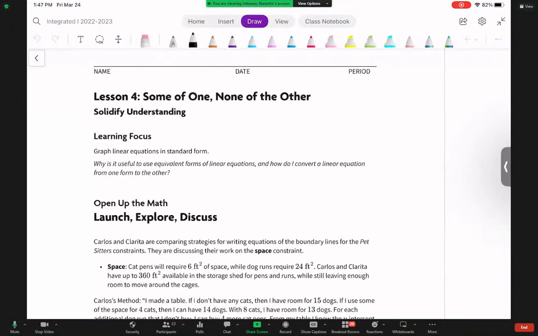Okay, we're back and we're only going to spend a little bit of time on this because we don't have a lot of time. So we just finished lesson 3 and we were talking about the solution sets. So now we're going to talk about graphing the equations in standard form.